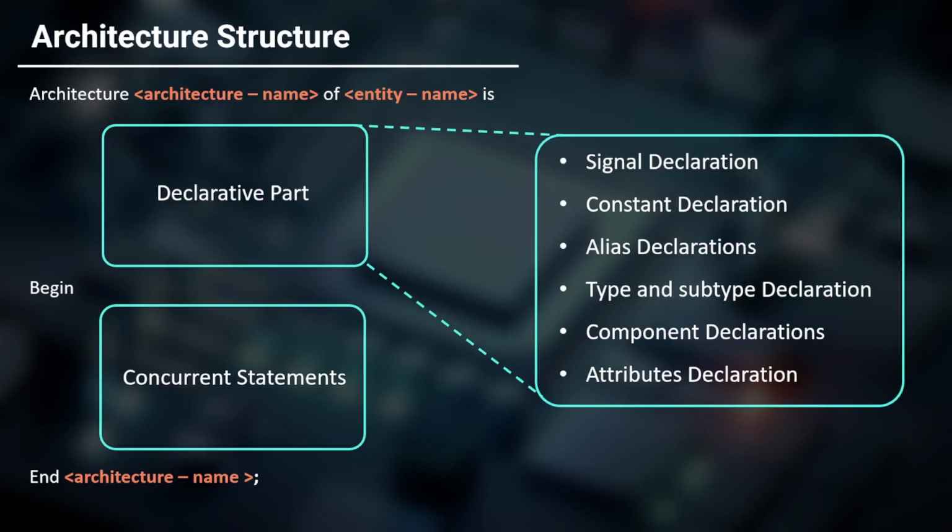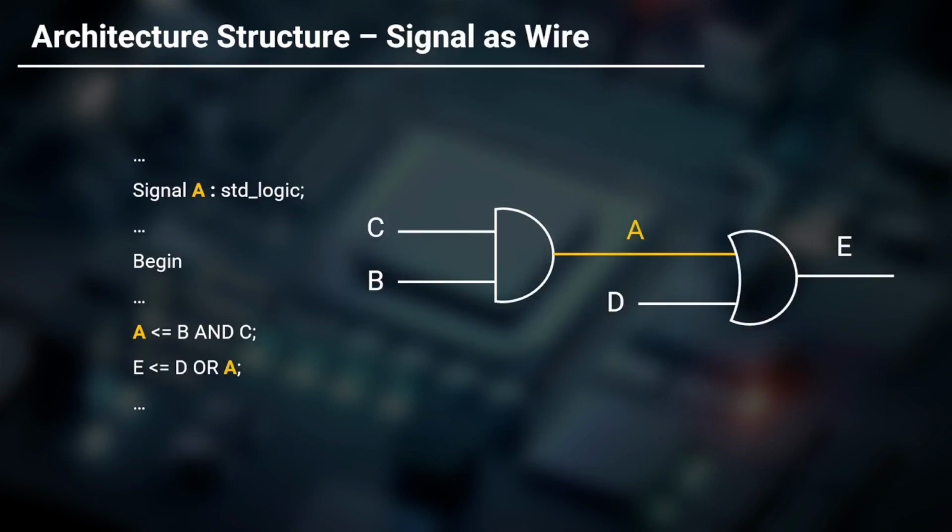As I said, in the declarative part, you can define your signals, but what's a signal and what is it used for? Let's learn this part with simple examples. A signal is an element used for various purposes like wiring, flip-flop, register, and sometimes even memory. If you want to define a signal, first you need to write the word signal, then the name of your signal, then a colon, and then you have to specify your signal type.